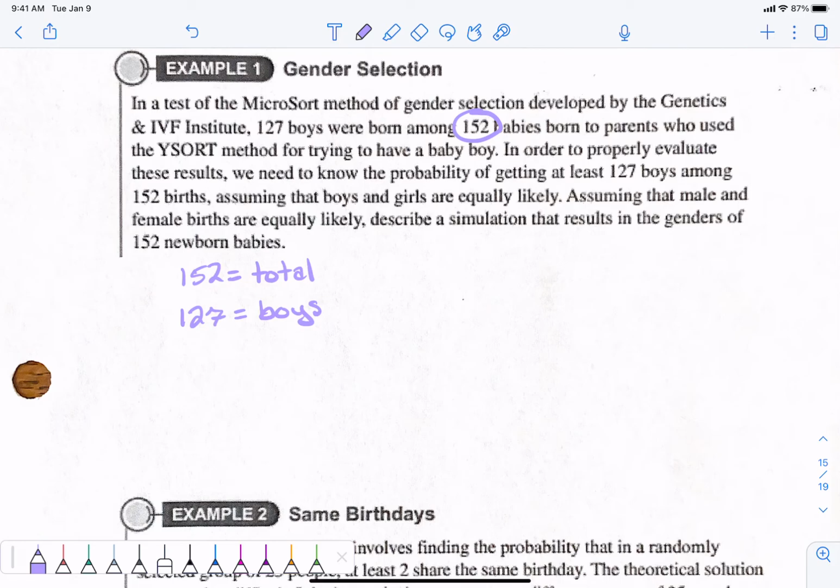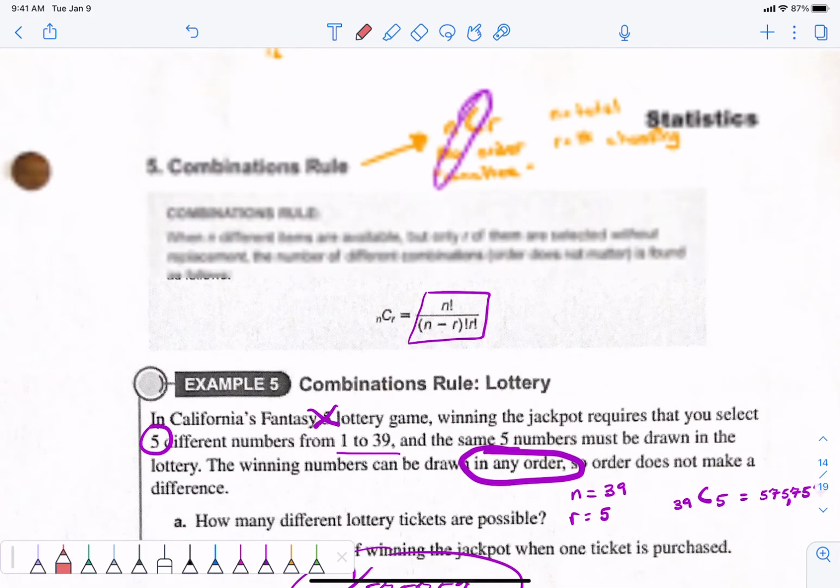If 127 are boys, let's see how many are girls. What would the girl number be? 25. Check me. That's a big split. 127 versus 25, that's a huge split.